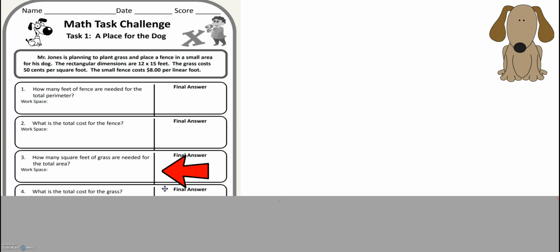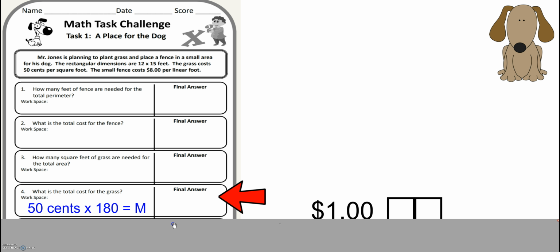Now we want to know the total cost of the grass. So I need my area in square feet, and I need to multiply my area in square feet by $8. Oh, no, wait, that's the small fence. By 50 cents per square foot for the grass. Okay, so what we have here, we need to do 50 cents times 180 square feet, and that will give us M for money.